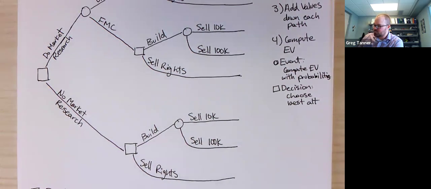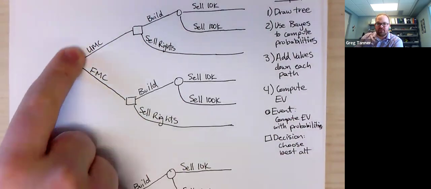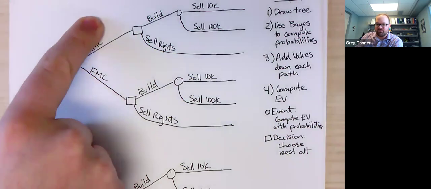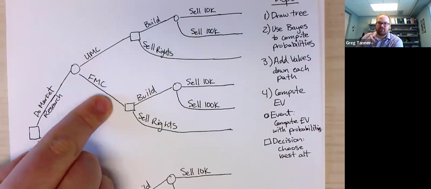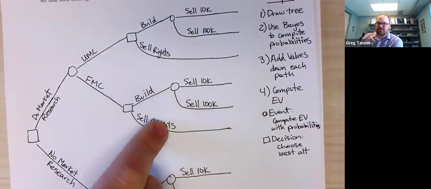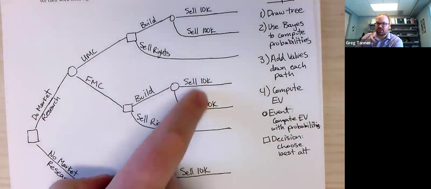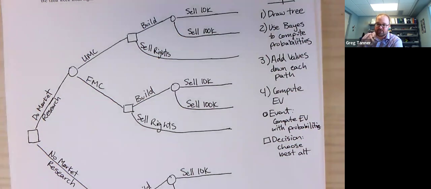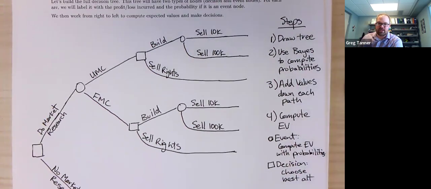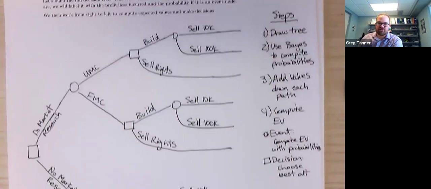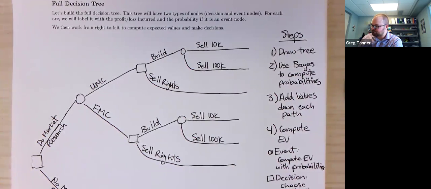Okay. On the other side, if we do market research, then there's the random event of whether we get an unfavorable market condition response or a favorable market condition response. And then for each of those, we have the build or sell rights choice. And if we build, then there's the two possibilities of selling either 10,000 or 100,000 parts. Okay. So that is step one, is to draw the tree, and I've gone ahead and drawn it out here. I will scan these notes so that you have them at the end, but you can also follow along.